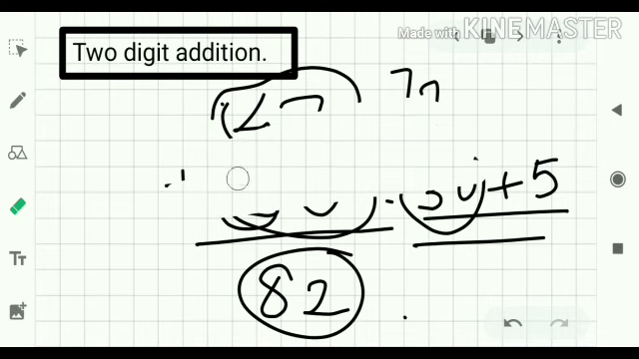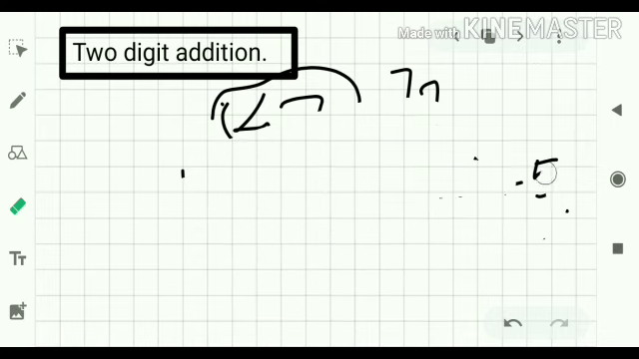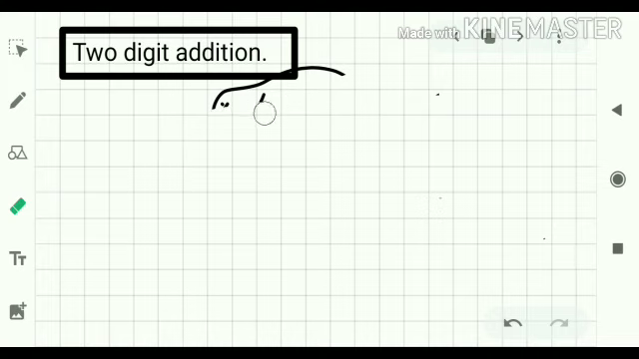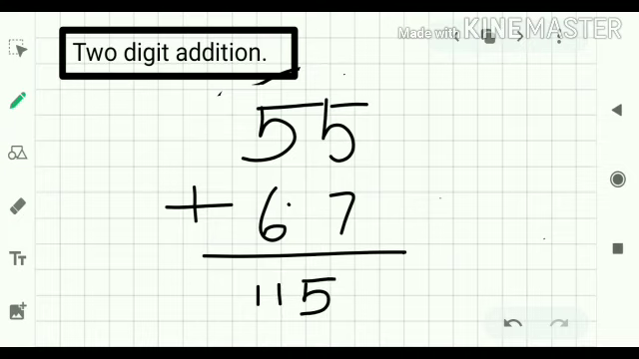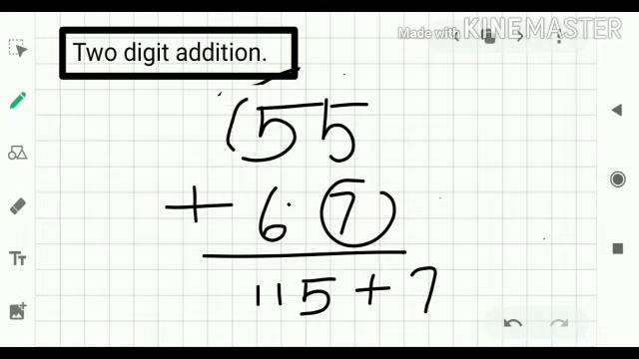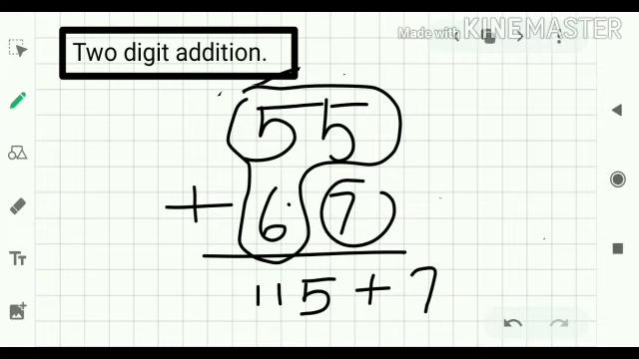Let us take another example to understand it better. For example, 55 plus 67. Now 55 plus 60 is 115. What I basically did was add 55 to 60. Now this is not 6, this is 60 because it is at the tens place. And 115 plus 7 will be 122.